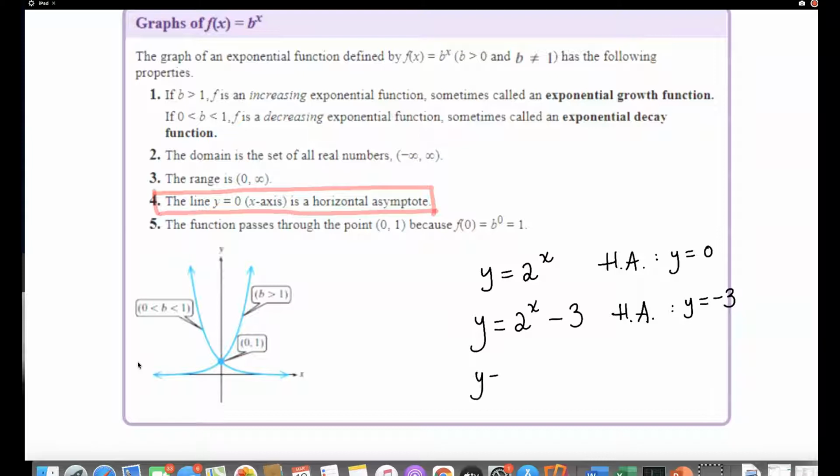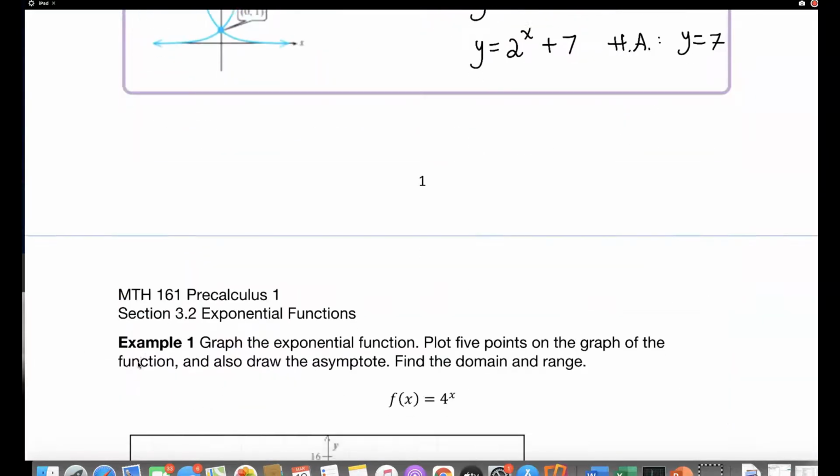One more. What if you have y equals 2 to the x power plus 7? Well, then because the graph got shifted up 7 units, we have a horizontal asymptote at y equals 7. So remember that. If there's no vertical translation, no number being added or subtracted outside this exponential term, then the graph will automatically have a horizontal asymptote at y equals 0. And I think that is the case for the example that we're about to graph.